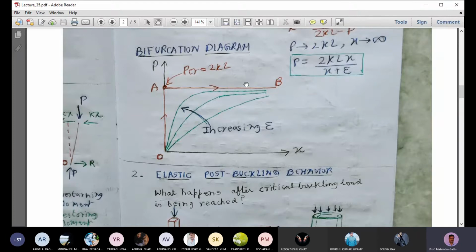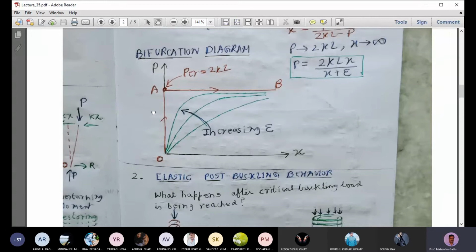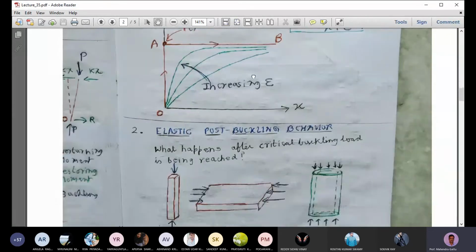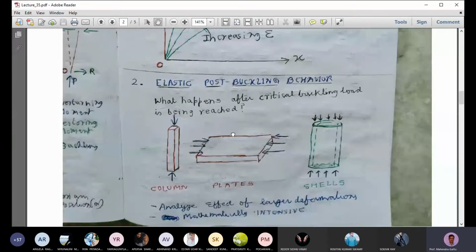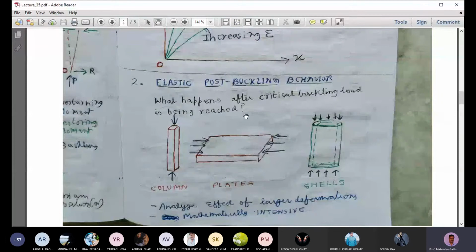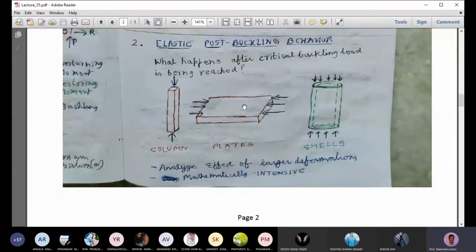So this is again a review of what we have done, the main concepts in stability analysis. Now we look at a different phenomenon. We'll ask one question: what will happen after the critical buckling load is reached, or is about to be reached, in real structures? So we can look at columns, plates, and shells.